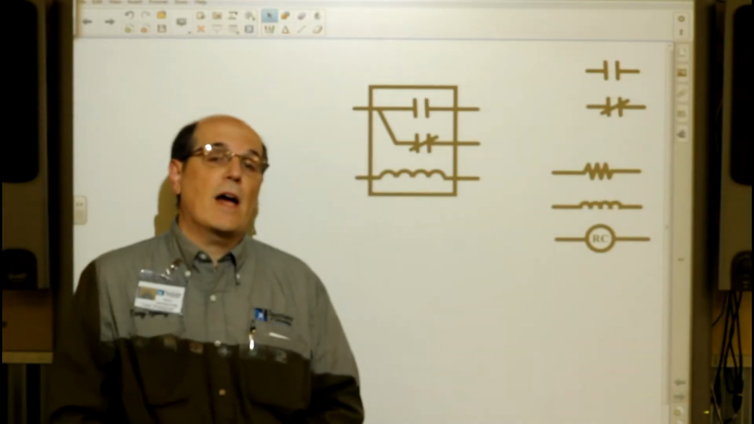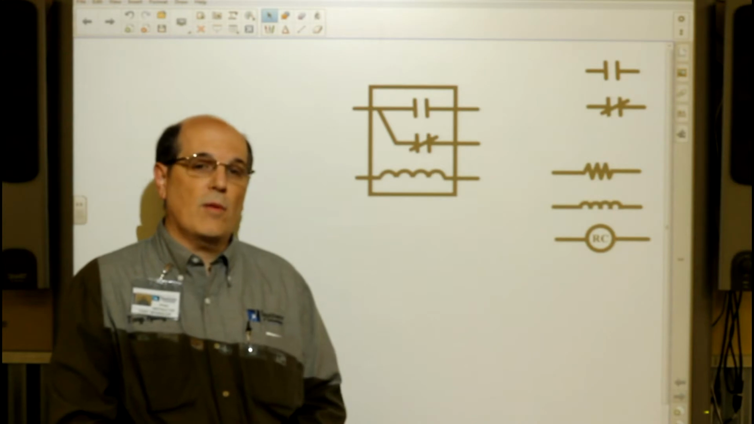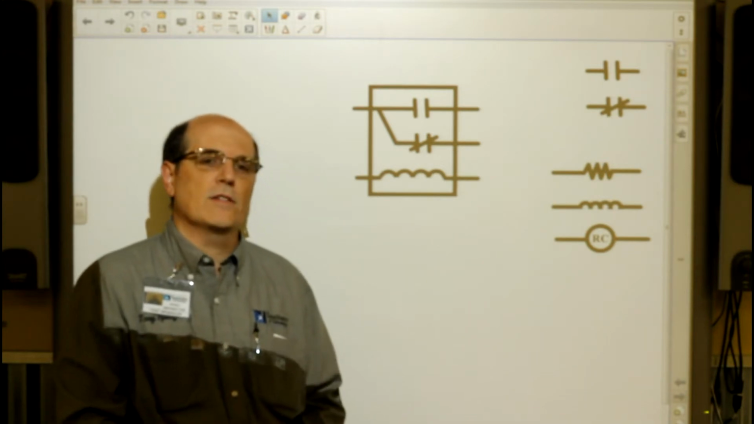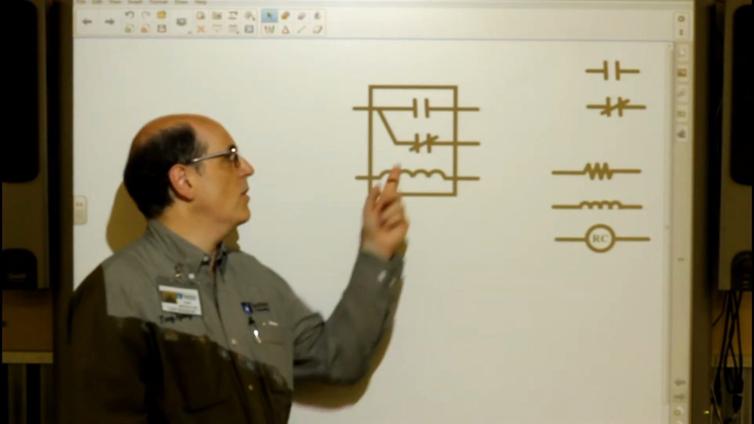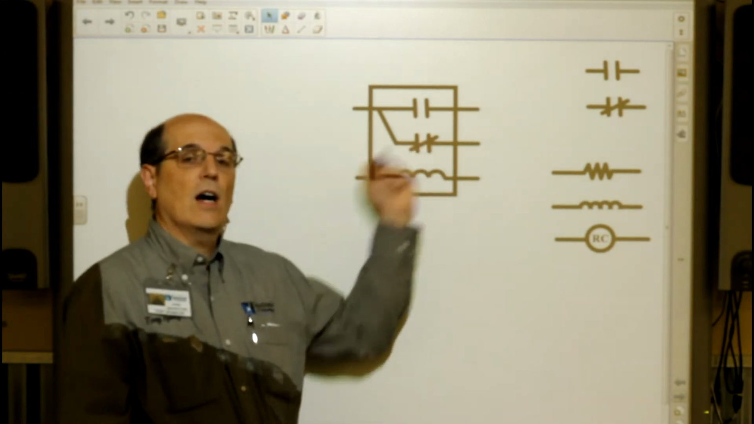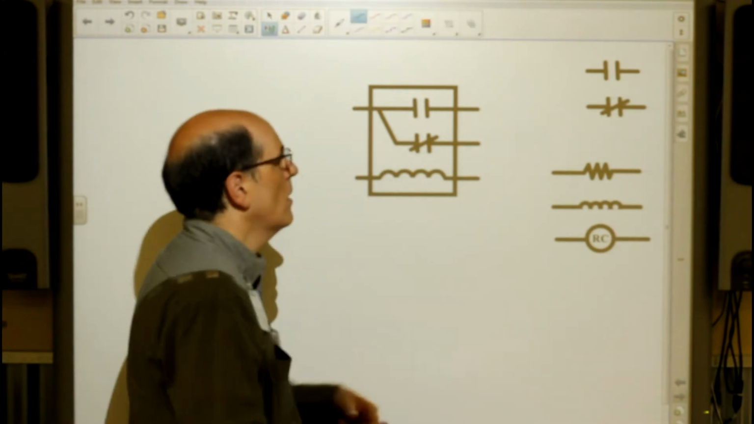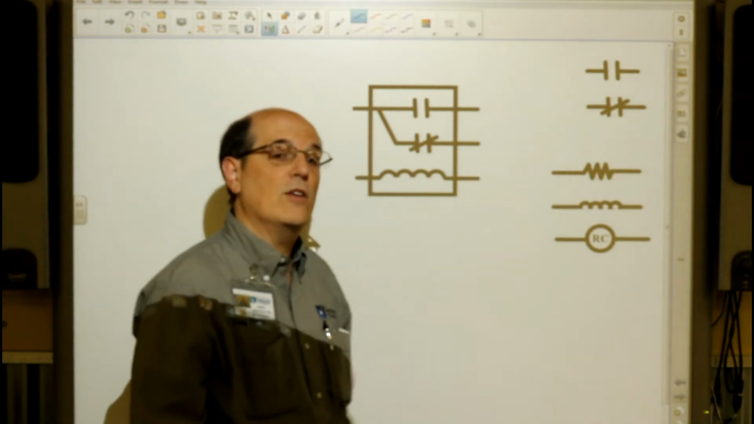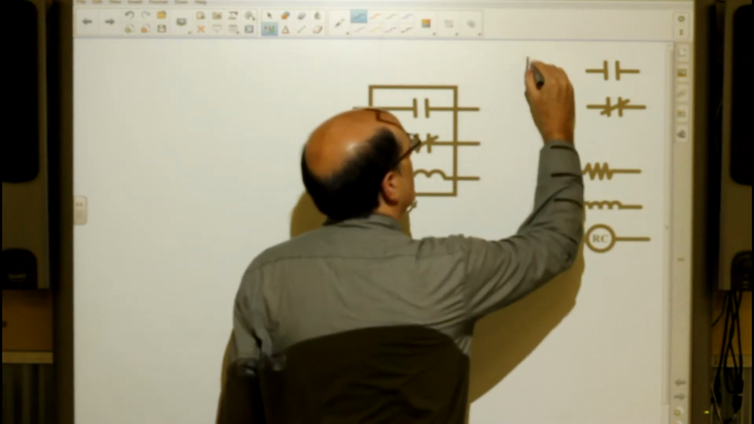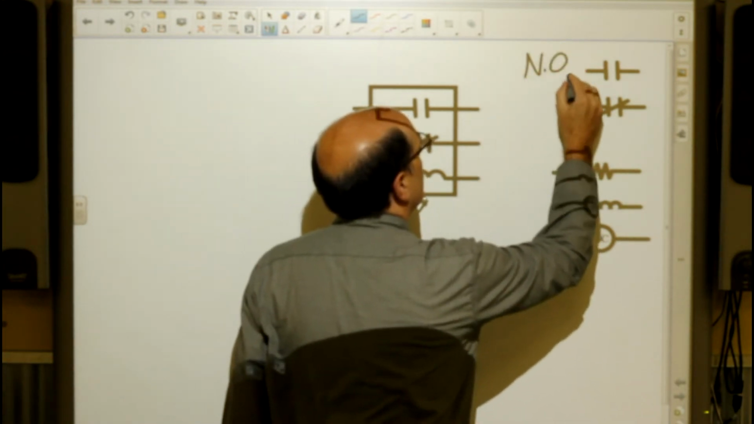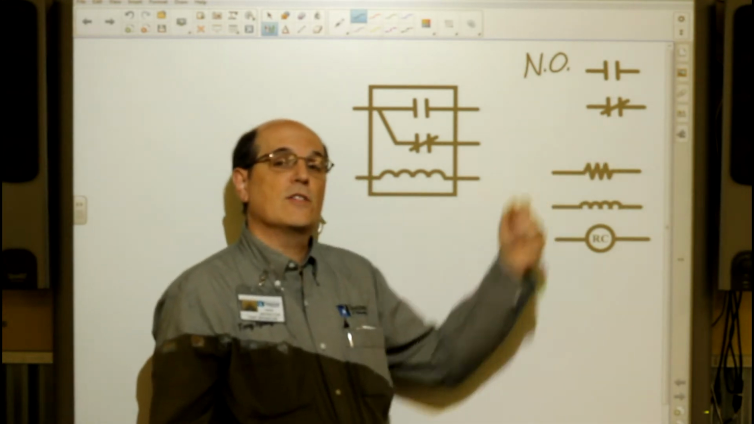Here we see the schematic symbol for a relay. This particular relay is a single pole double throw, and we'll talk more about that in just a little bit. Inside the schematic symbol, I want you to notice that we have a couple of contacts. These are contacts. This particular one here is called a normally open contact. We usually use NO for that. This contact is normally closed.